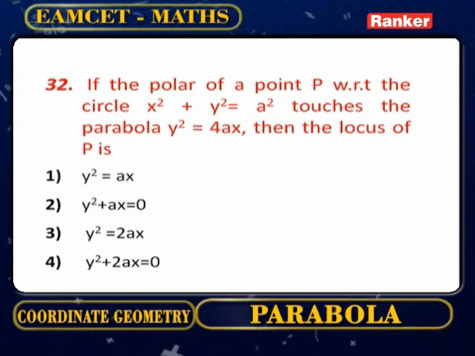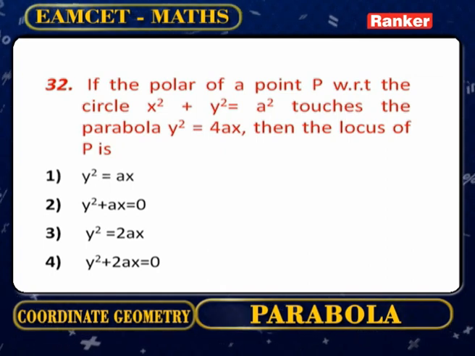If the polar of the point P with respect to the circle x square plus y square equals a square touches the parabola y square equals 4ax, then find the locus of the point P. Suppose consider P(x1, y1) is any point in the required locus.